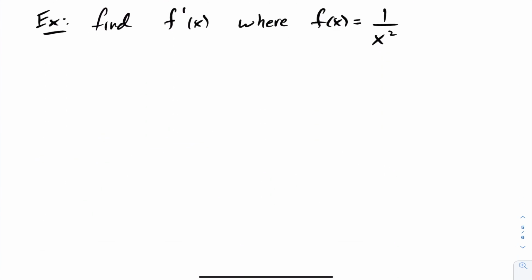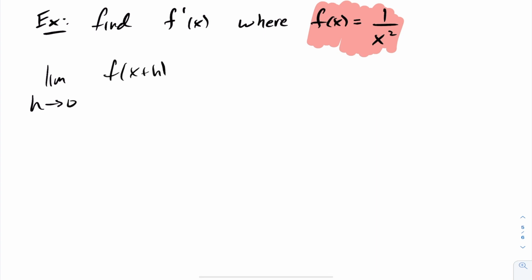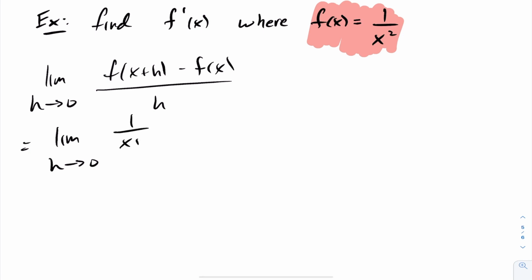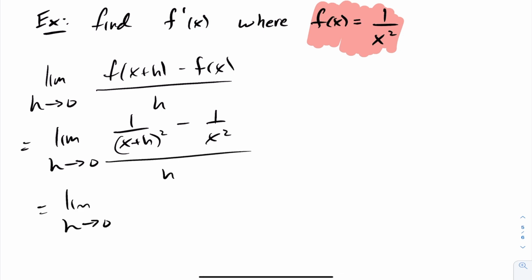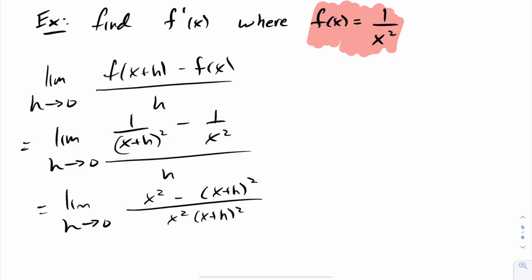So for this question here, same idea. We want our derivative, and now they give me f at x is 1 over x squared. So we've got the limit as h goes to 0 of f at x plus h minus f at x over h, in which case we take the limit as h goes to 0 of 1 over x plus h squared minus 1 over x squared, whole thing over h. Again, we have to go ahead and get a common denominator here. We get x squared minus x plus h squared over x squared, x plus h squared.